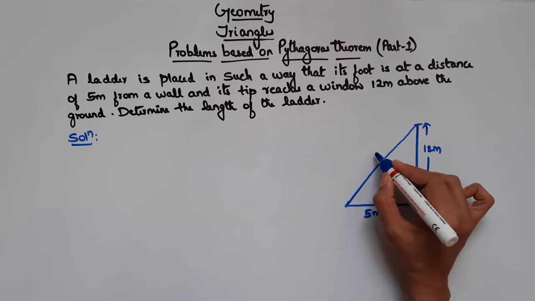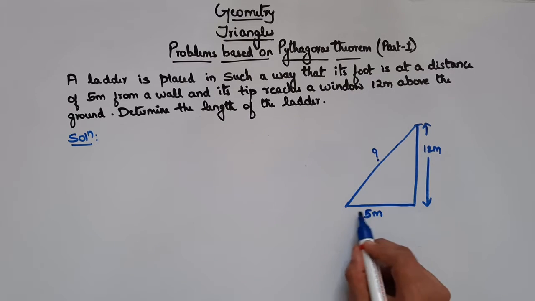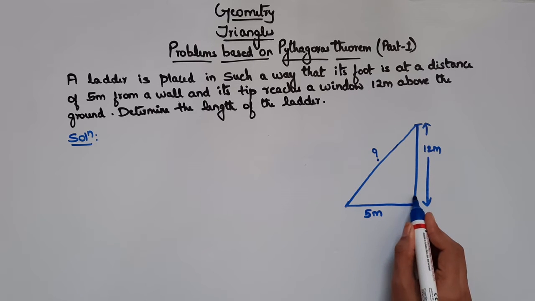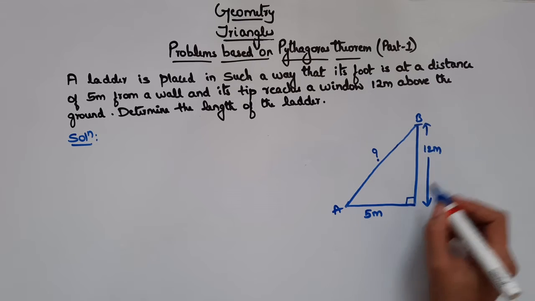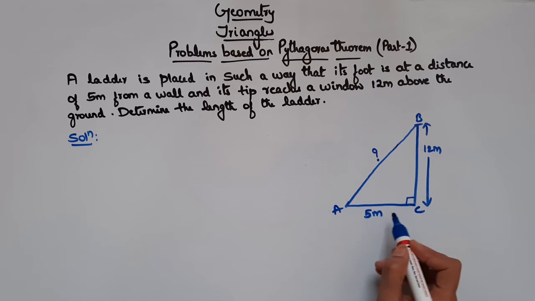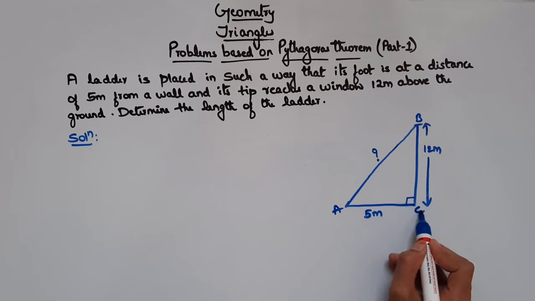So this is the ladder, and we have to find this length. Now we got a right angle triangle. Let's name these points A, B, C. So we have a right angle triangle, right angled at C.